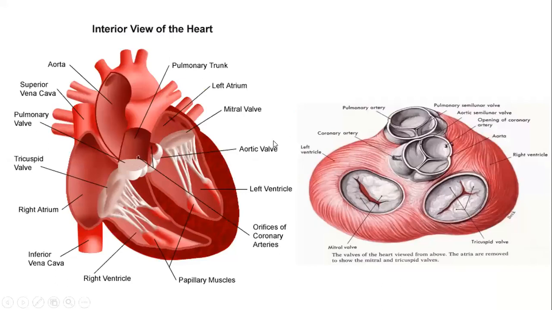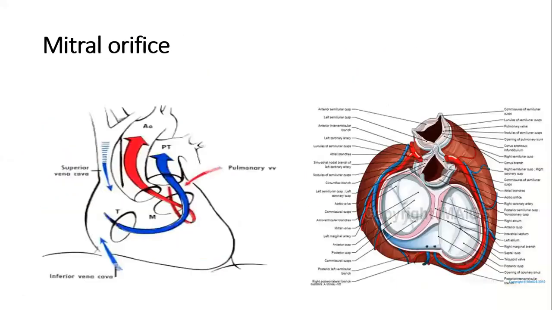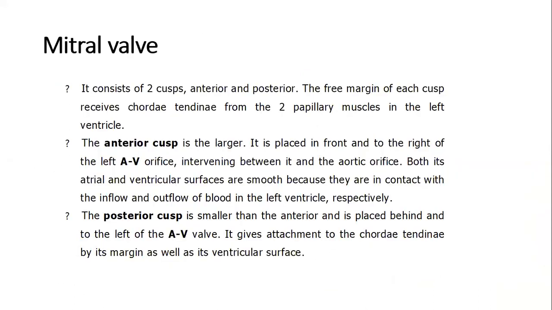Okay, here you can see, this is the mitral orifice, and it is between the anterior cusp and posterior cusp, and here is the aortic valve. So the anterior cusp is larger. It is placed in front and to the right of the left AV orifice. This is just defining the region where it is intervening between it and the aortic orifice.